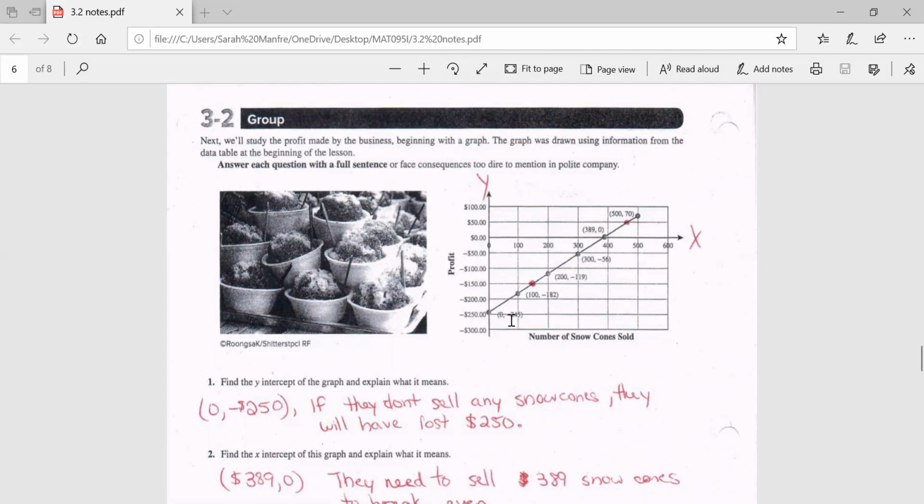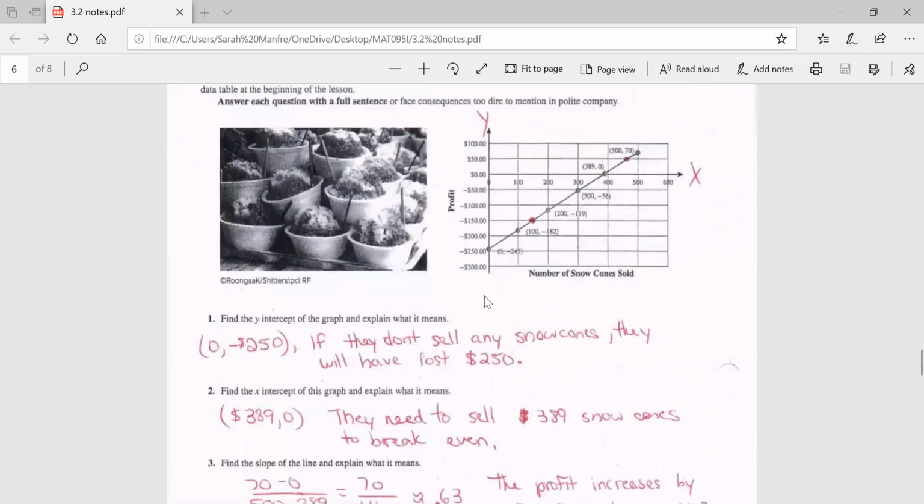It's unusual because we're used to seeing the x-axis all the way down at the bottom. But just note that 0 is right here, which is why this is my x-axis. So what is the y-intercept? It's where it crosses 0, negative 250. If they sell no snow cones, then they lost $250. What is the x-intercept? That's this point right here, 389, 0.